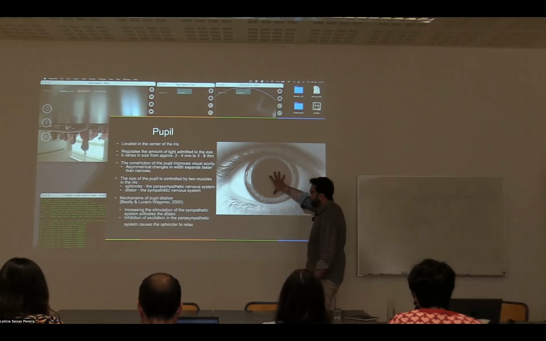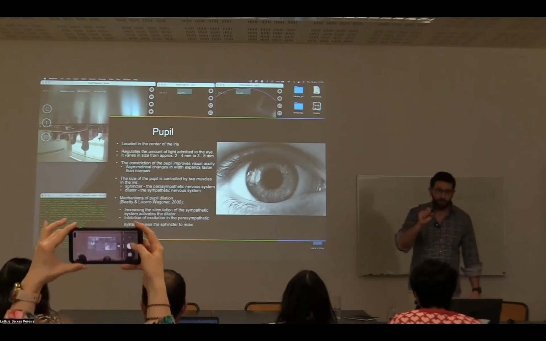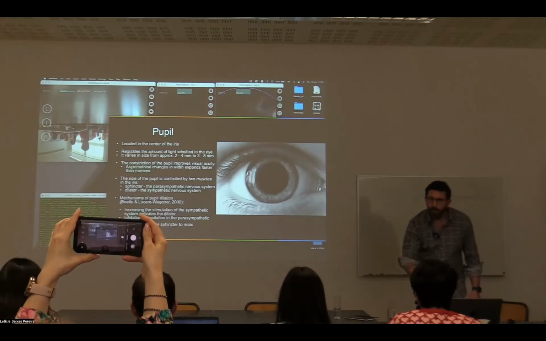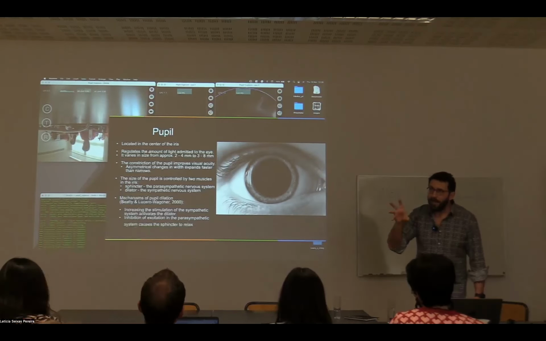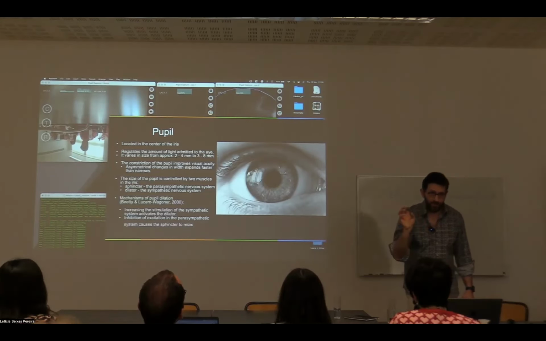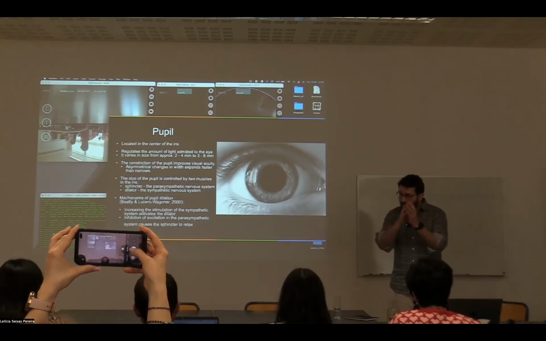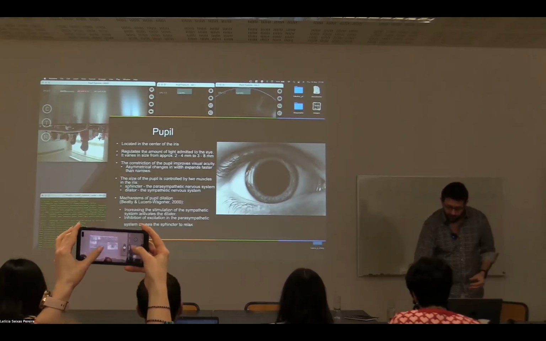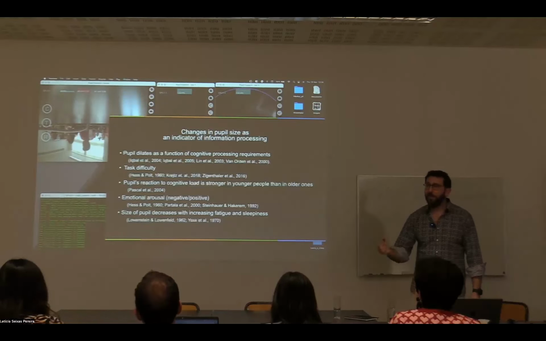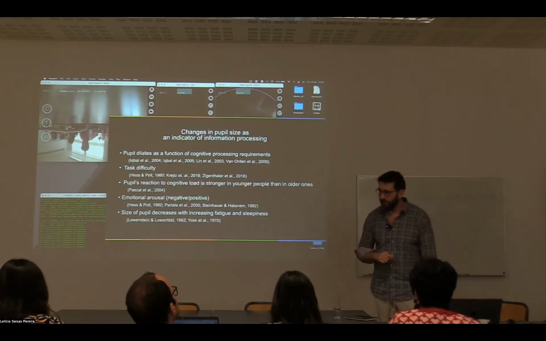And our pupil is working constantly to keep the accommodation and keep the clear vision as well. It mainly reflects the changes in the lighting. And this has to be said. So whenever it's lighter, it shrinks. Whenever it's darker, it lets more light into the eye, so it dilates, right? But it was linked as well with cognitive processing and cognitive load.